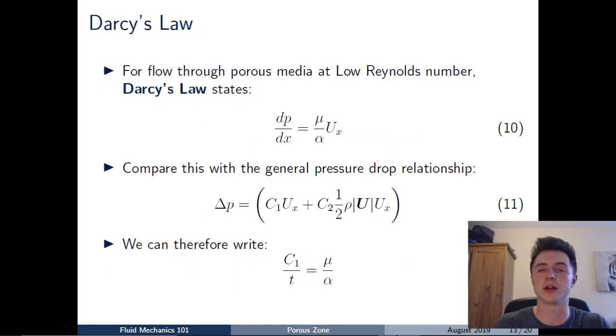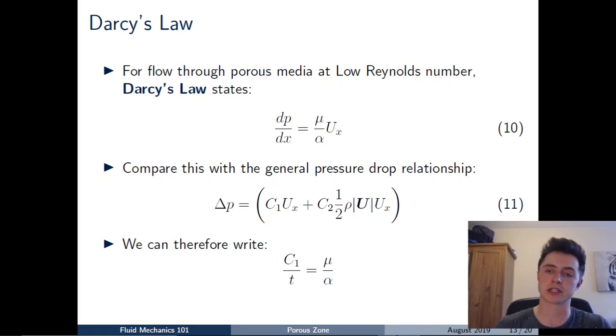So now we're going to have a more in-depth look at each of those coefficients, and starting with the coefficient C1, the first thing we have to do is take a look at Darcy's law, which you may see talked about in user manuals that use porous zones. What Darcy's law states is that for flow through a porous media, or a media with packed solids, in the direction of the flow, if the flow is at a low Reynolds number, so it's a very slow laminar flow, then the pressure drop is linearly proportional to the velocity u, which you can see there in equation 10. That's the direct form of Darcy's law.